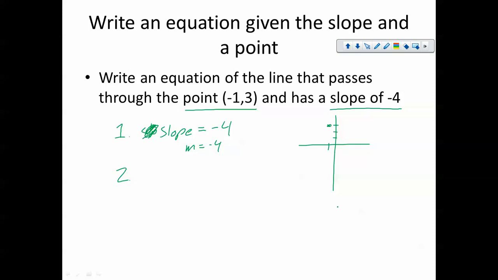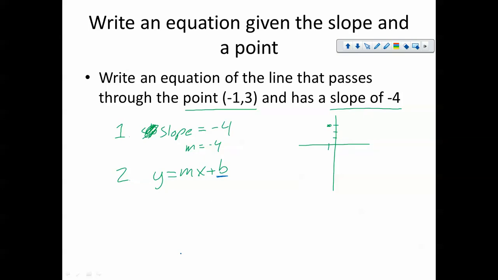We need to find out the place where this line crosses the y-axis. So we could use our slope to do that and see if it falls on a nice easy point here. But the way that I want to show you to do it today is to use this point and our equation y equals mx plus b. Because the variable that we are looking for is this one right here, the b.